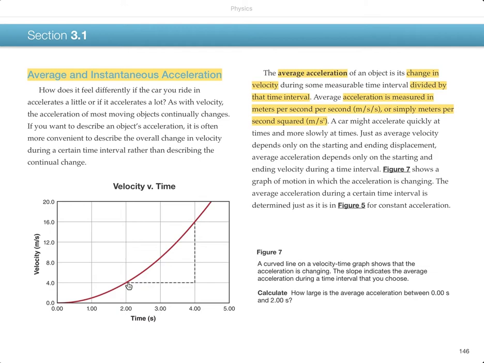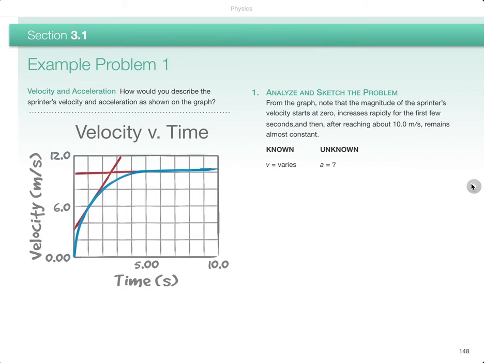Say at 2 seconds, we want the tangent line. You'd use a ruler to draw a line that matches the slope of the red curve as best it can at 2 seconds. And then you find the slope of that line, the tangent line you've just drawn. We'll practice that.